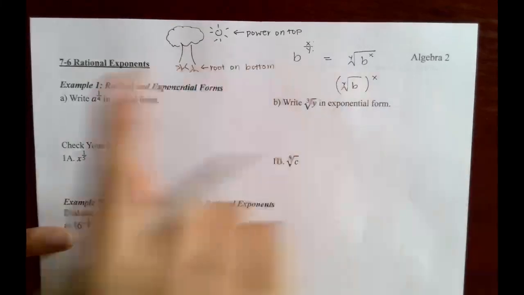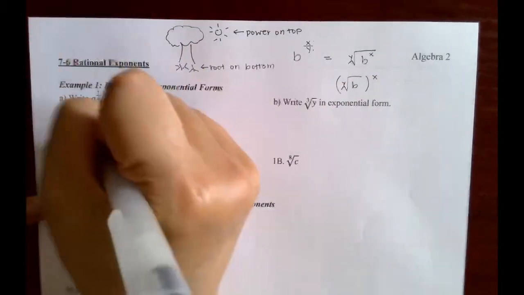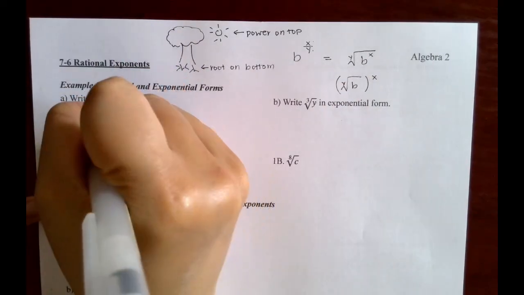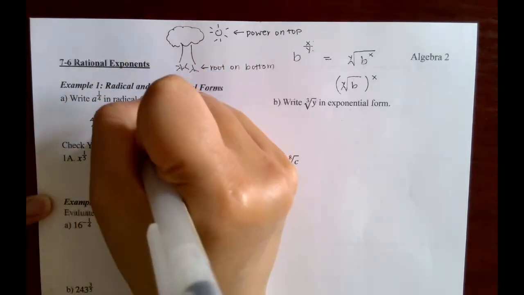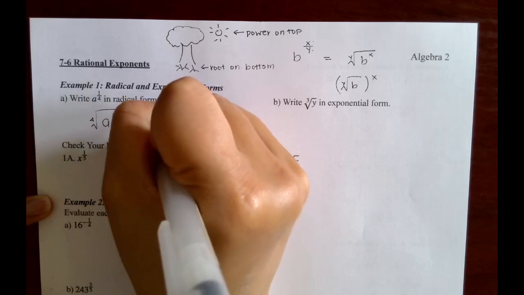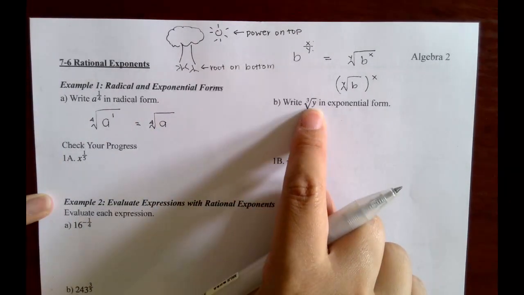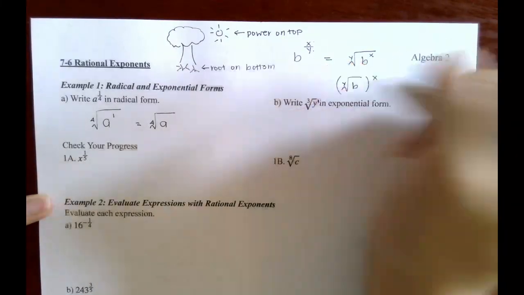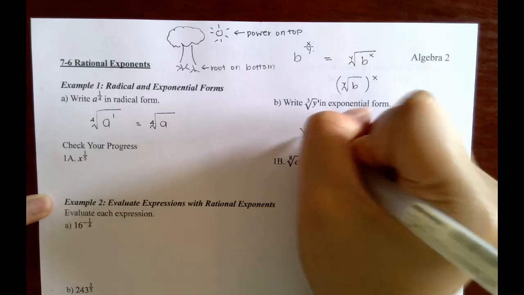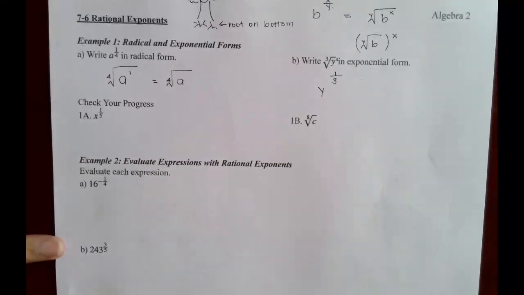Okay? So here, as we're rewriting a to the 1/4 into radical form, power on top, and then the root is on the bottom. Or, there's no need to write a power of 1, so we can also write it like this. So here, if we were to change it to exponential form, the power or the exponent is 1, and this is the root, so power on top and root on the bottom. Okay. So why don't you try CYP 1A and 1B and come check your answer when you're done.